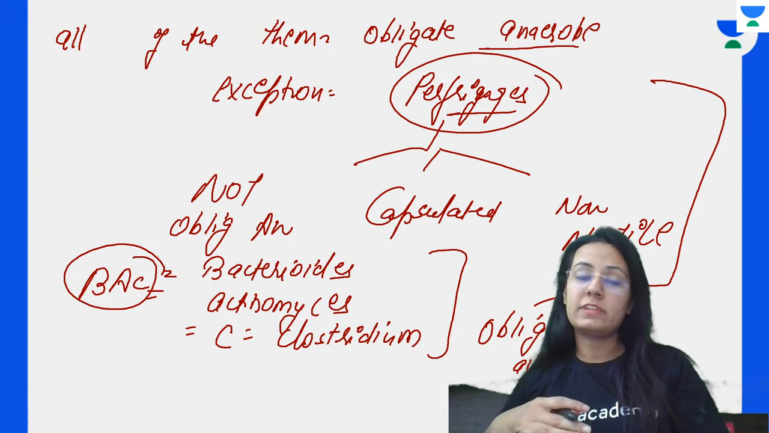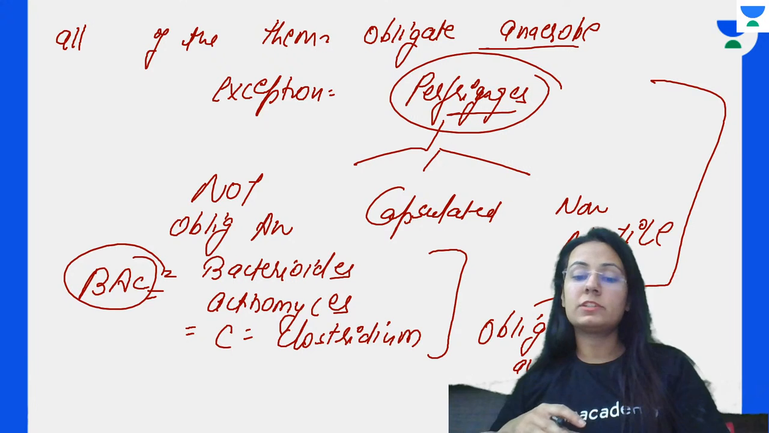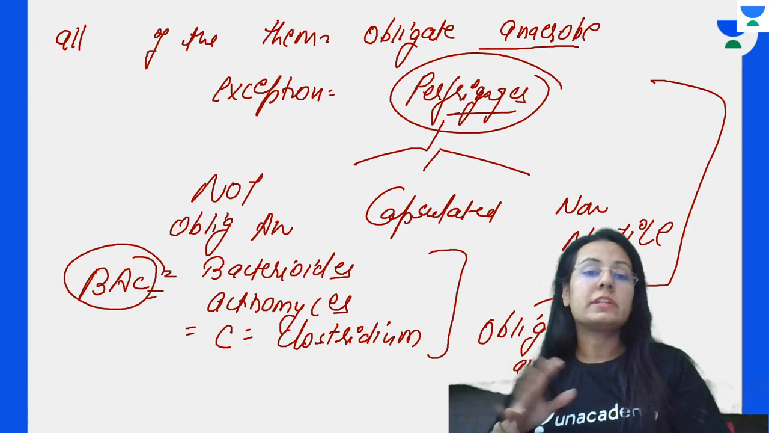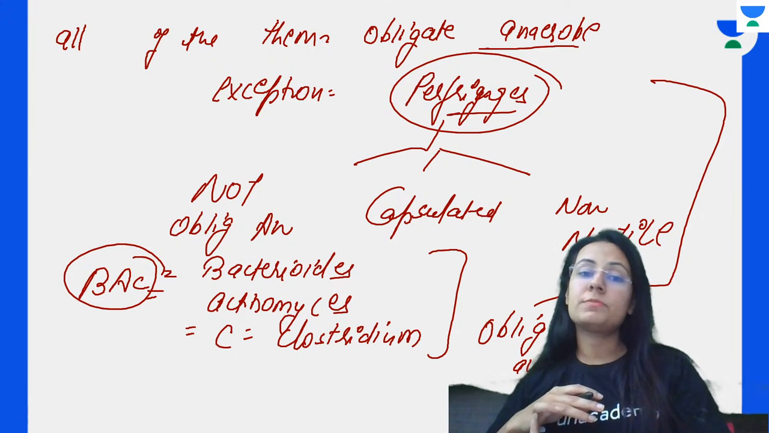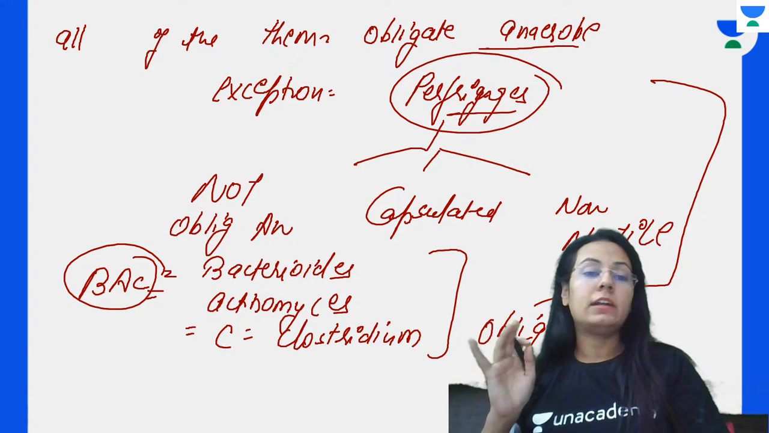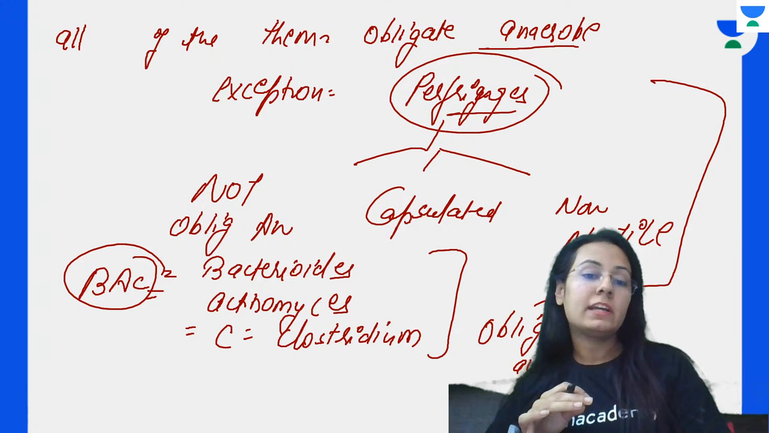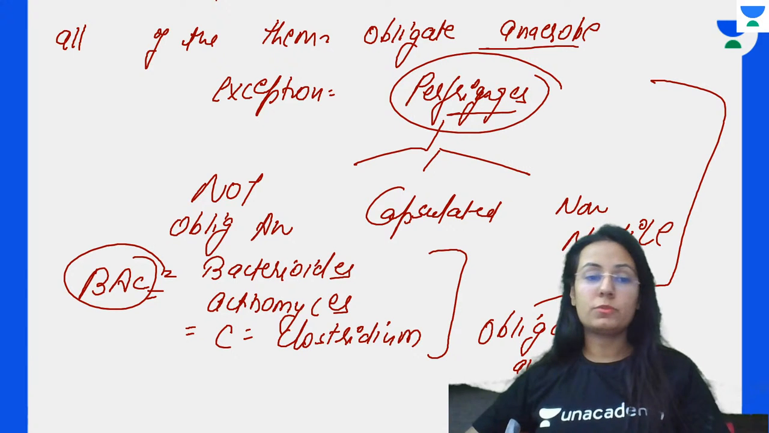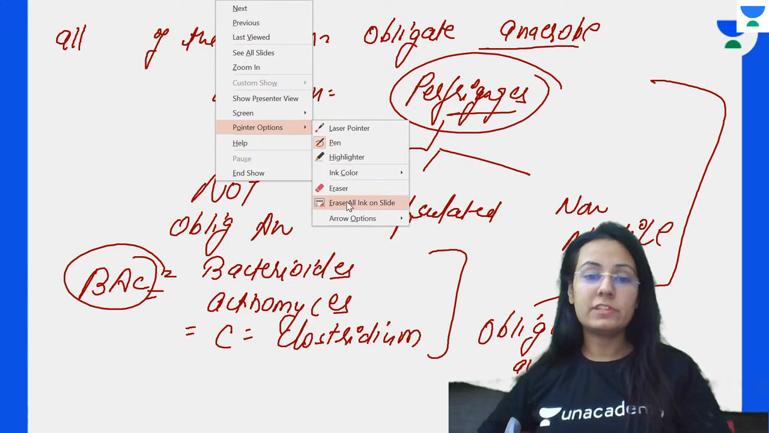It has peritrichous flagella with sluggish motility, but the exception is that Clostridium perfringens and Clostridium tetani are non-motile. Although they are non-capsulated, Clostridium perfringens is again an exception, in that it is capsulated. And all of them are obligate anaerobes, but the exception is again perfringens. So perfringens is an exception in most of the general features of Clostridium.